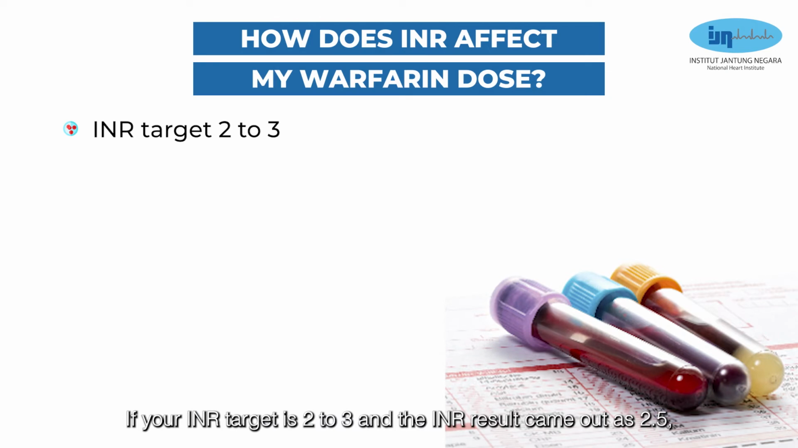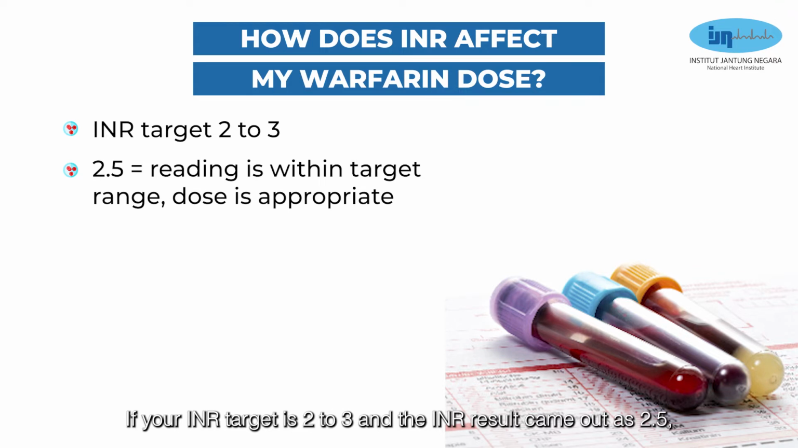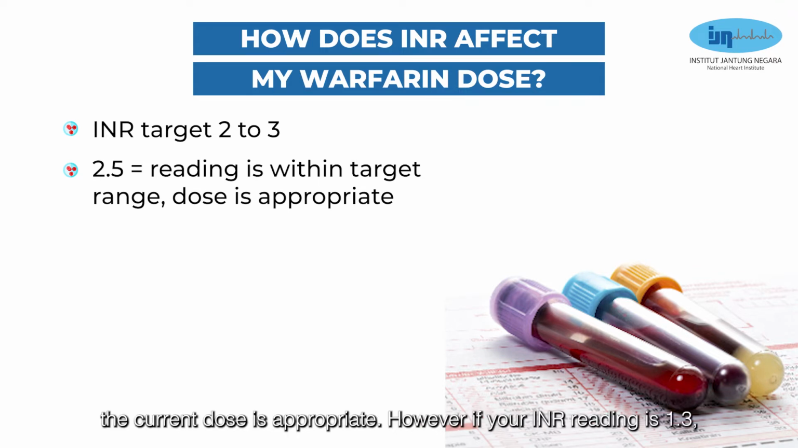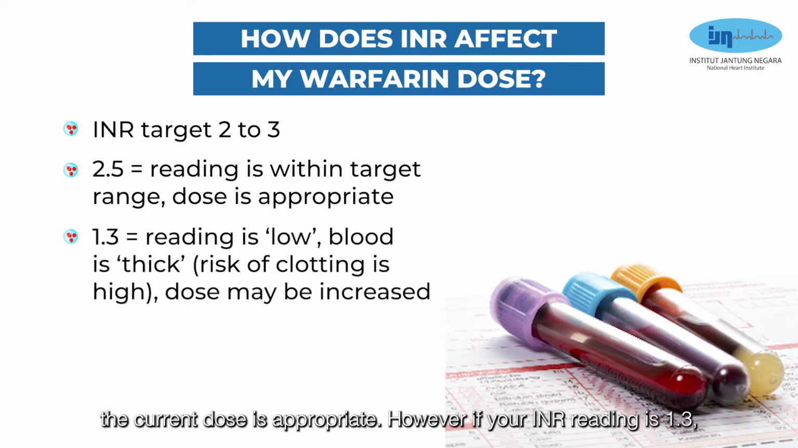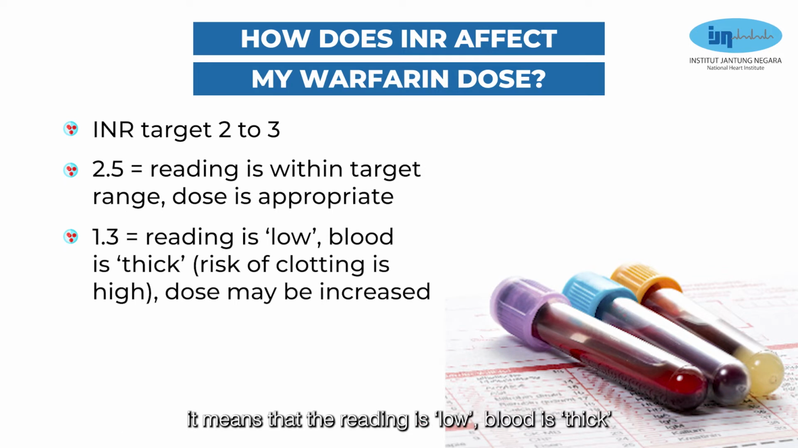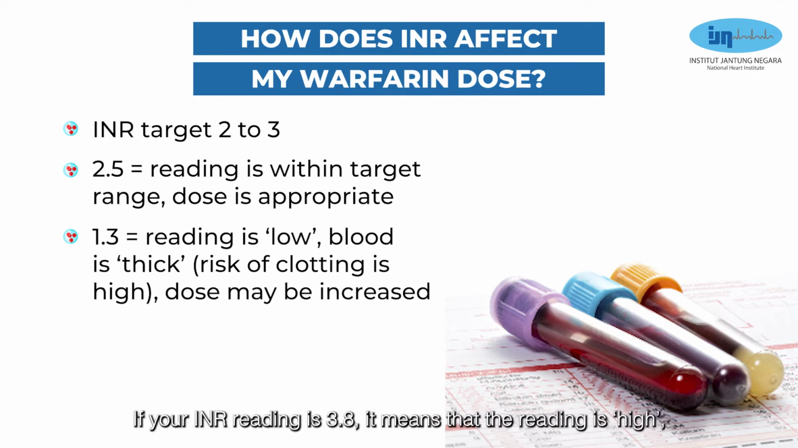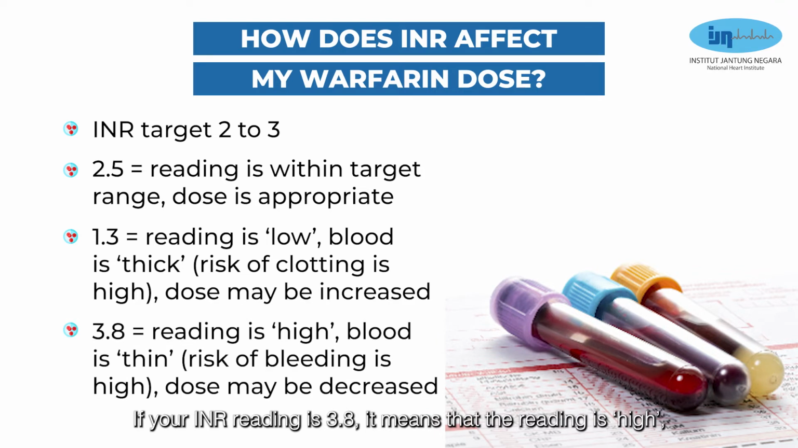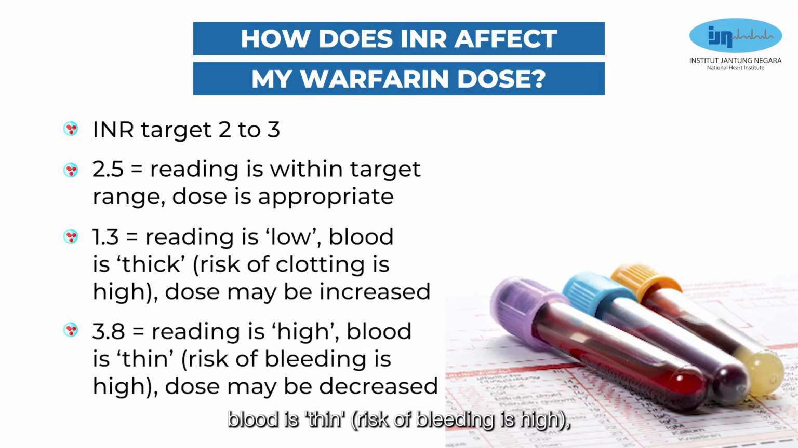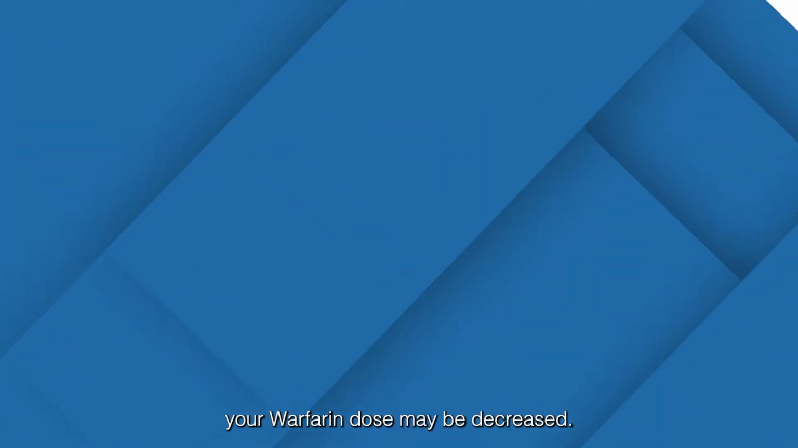If your INR target is 2 to 3 and the INR result comes out as 2.5, this means that the reading is within target range. The current dose is appropriate. However, if your INR reading is 1.3, it means that the reading is low, blood is thick, risk of clotting is high. Warfarin dose may be increased. If your INR reading is 3.8, it means that the reading is high, blood is thin, risk of bleeding is high. Your Warfarin dose may be decreased.